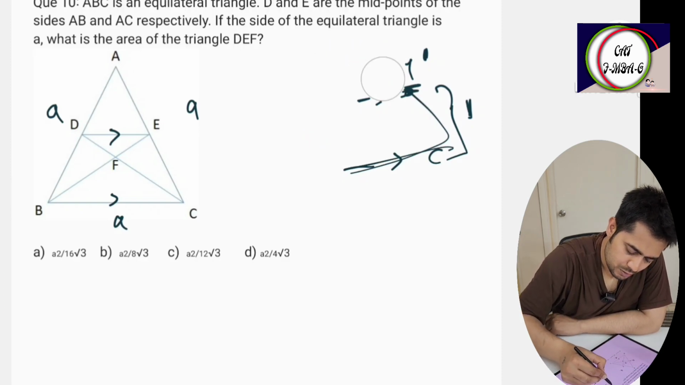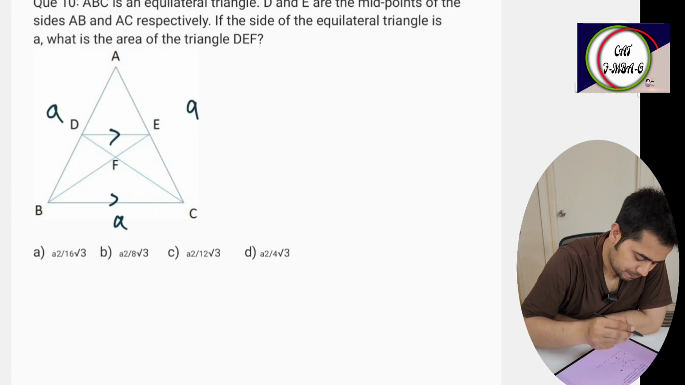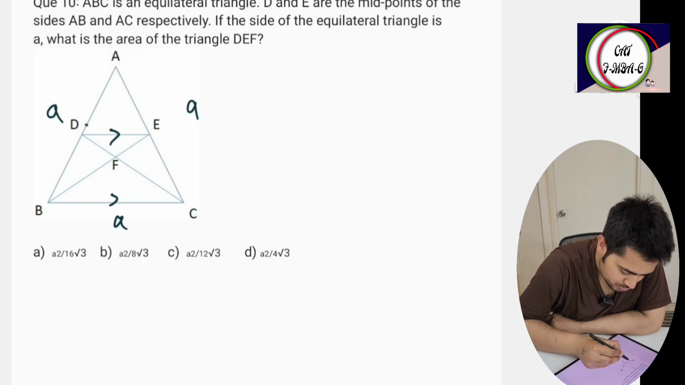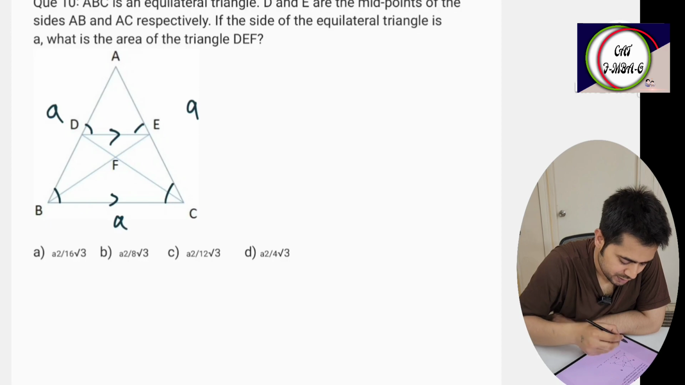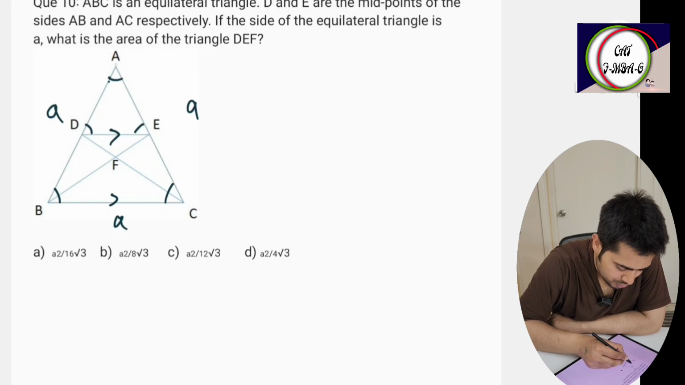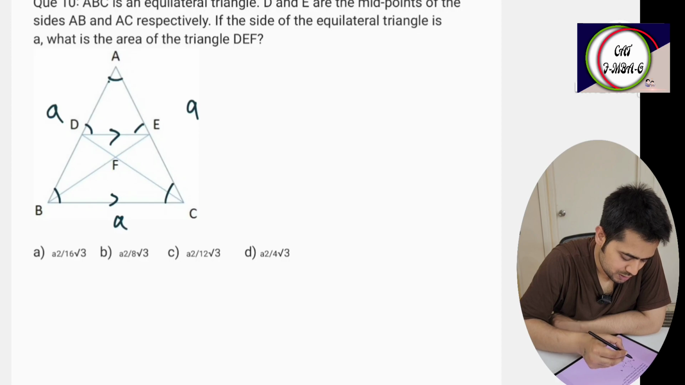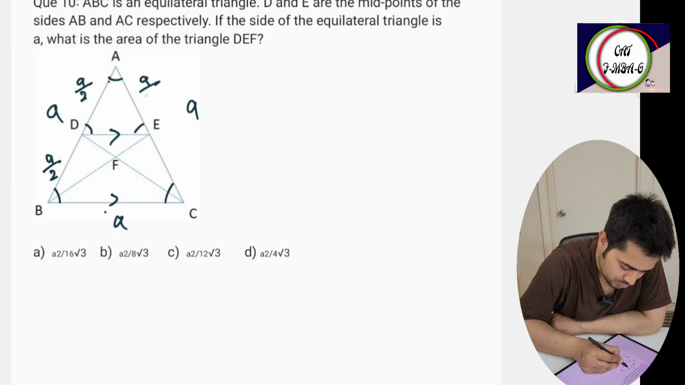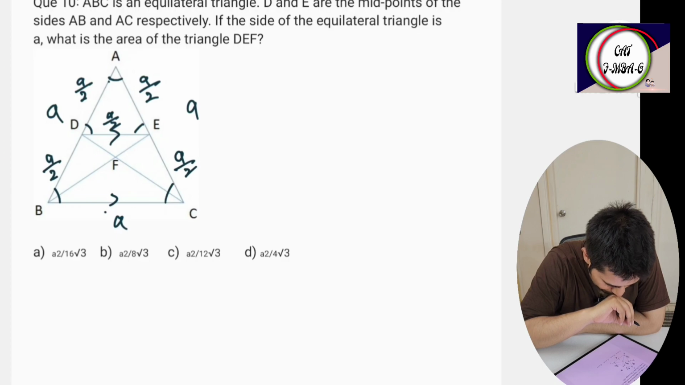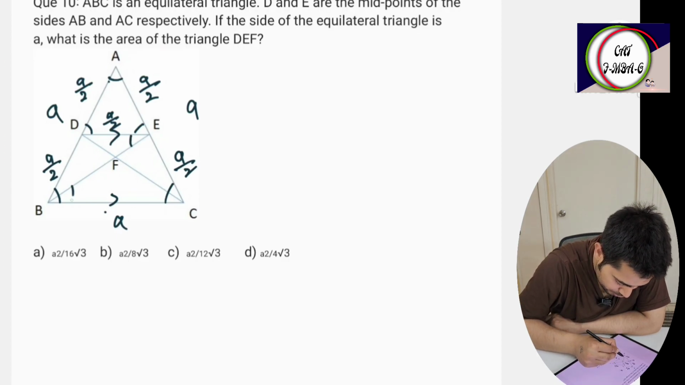Okay. So since these two lines are parallel, this angle is going to be equal to this angle. Now ABC is an equilateral triangle, so all the angles are 60 degrees. So angle D is 60, angle E is also 60, and angle A is 60. So ADE is also going to be an equilateral triangle because these are similar triangles. So this is a by 2, this is a by 2, this is also a by 2, and DE is also a by 2. Also, since these lines are parallel, this angle is going to be equal to this angle.